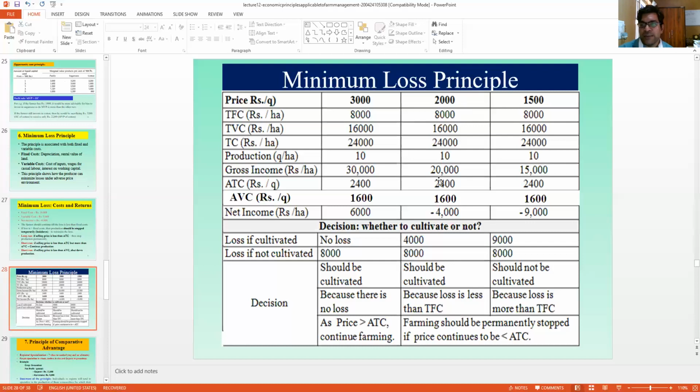In the long run, for multiple time periods, if the case is the same, that is, the selling price happens to be less than ATC, then the farmer should stop production. In the short run, he has to continue.